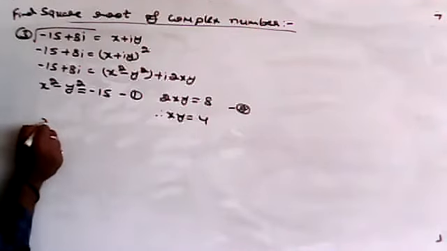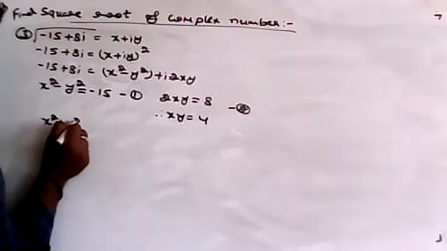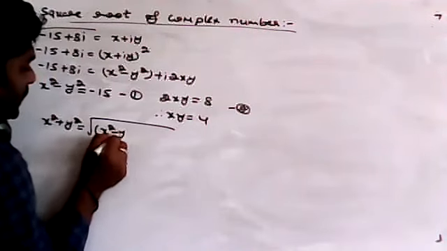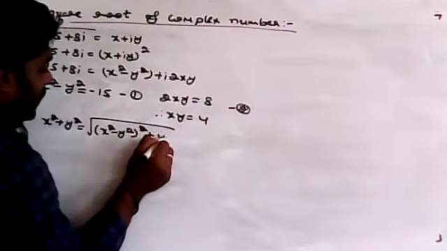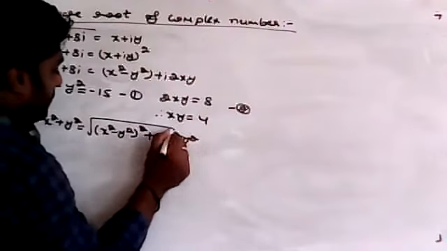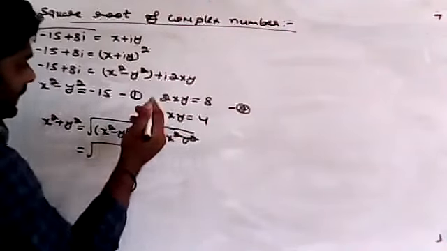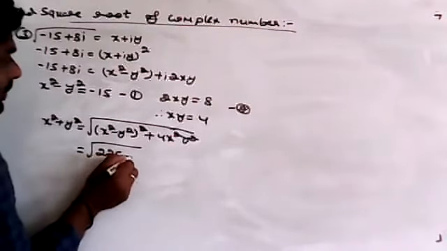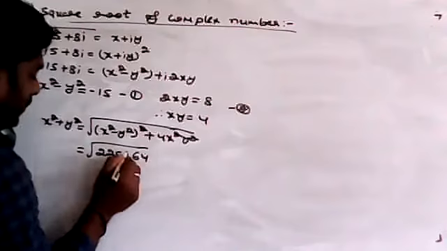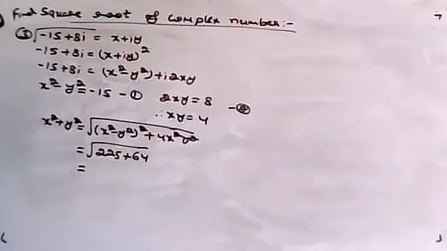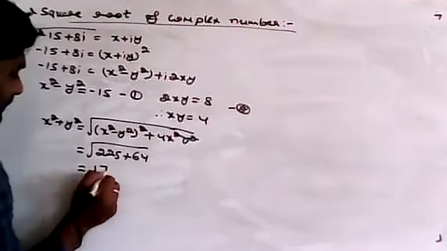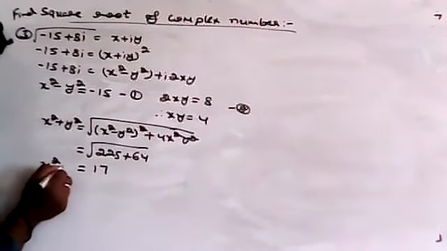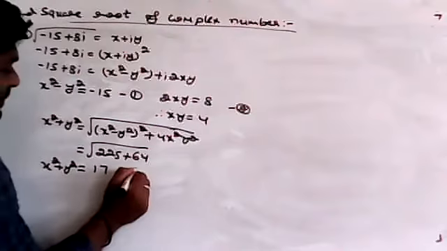Now we have to find x square plus y square, no? So x square plus y square is nothing but the square root of x square minus y square the whole square plus 4 times x square y square. So 15 square is 225 plus 8 square is 64. Yes, good Anirudh, that is 289, square root of 289 is 17. So x square plus y square is 17. Give it equation number 3.